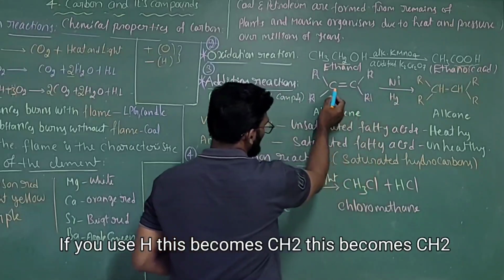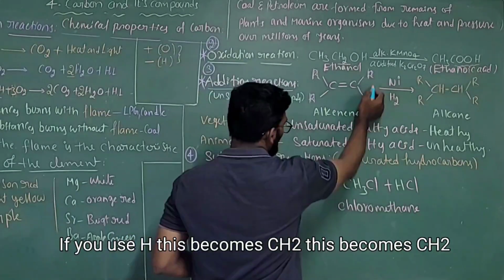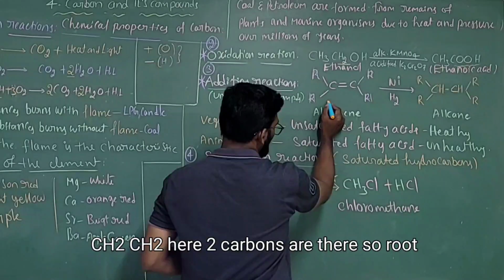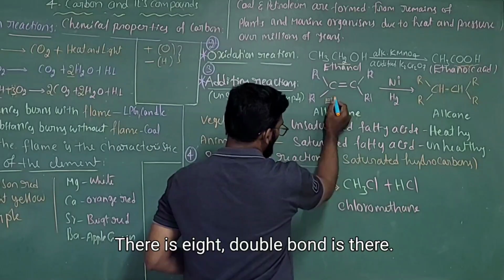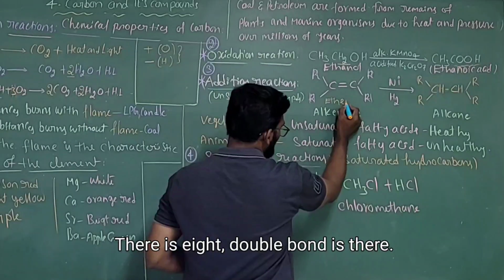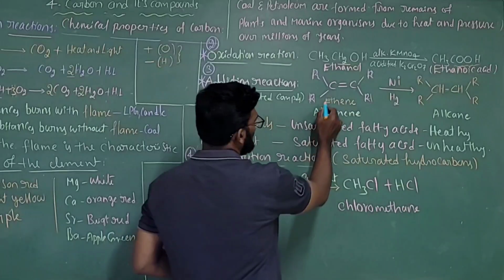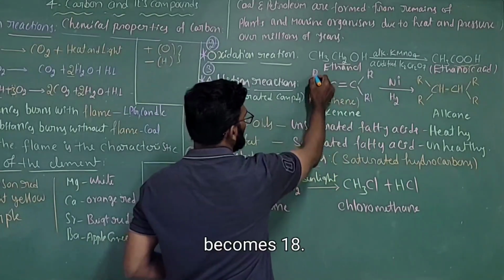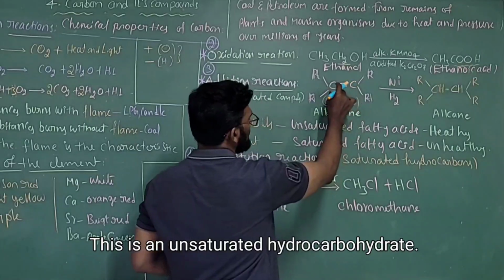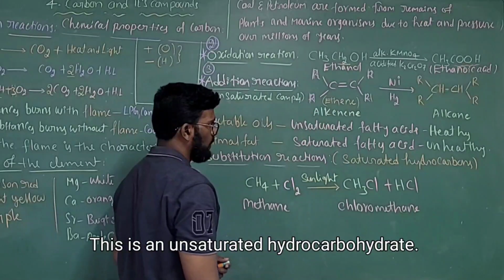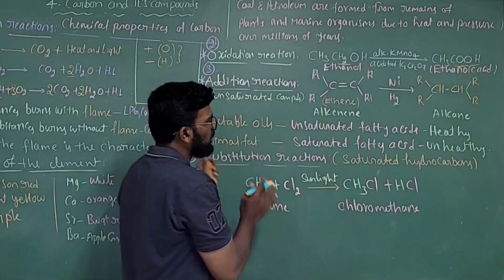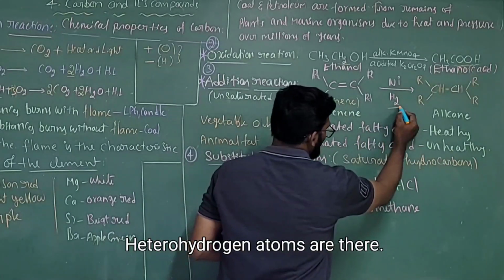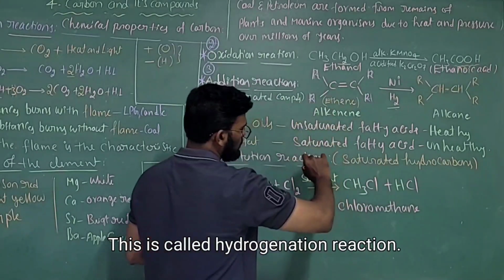If you use H, this becomes CH2, this becomes CH2. Here two carbons are there, so root word is eth, and a double bond is there, so ethene. Suppose in the place of R, if you take H, it becomes ethene. This is an unsaturated hydrocarbon. It undergoes addition reaction. What happens during addition reaction? Here two hydrogen atoms are there. This is called hydrogenation reaction.